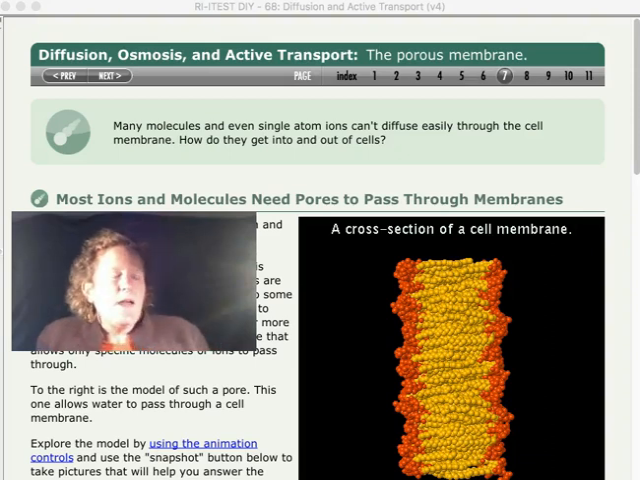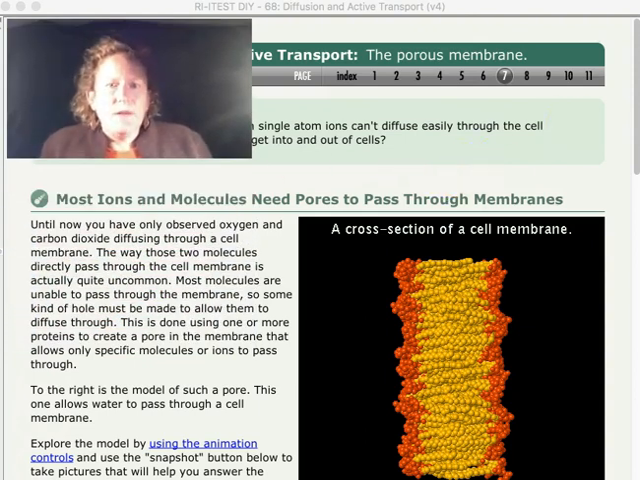Hello, biologists. We're going to continue talking about osmosis and diffusion. And this time we're going to ask ourselves how many molecules, or even a single atom ions, can diffuse easily through the cell membrane. How do they get into and out of cells if they cannot easily diffuse through the cell membrane? So that's really important. Let's think about how you would get through a cell membrane if you can't diffuse through.